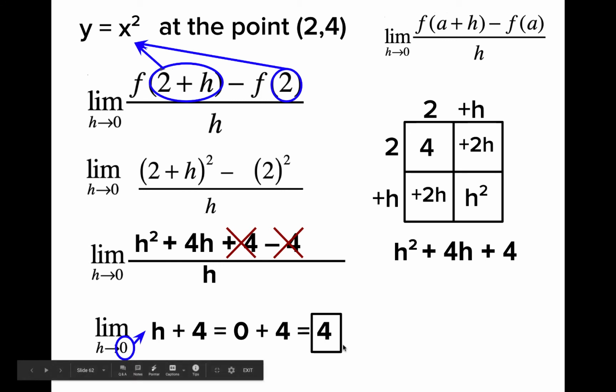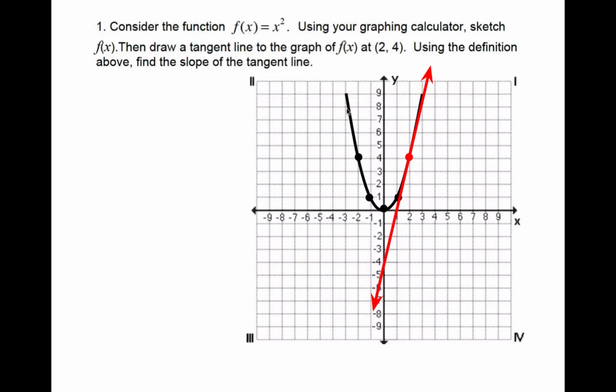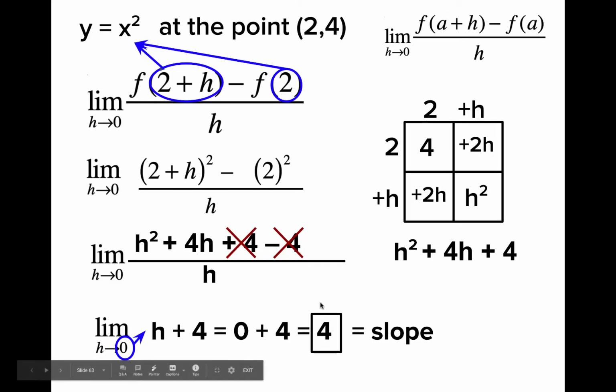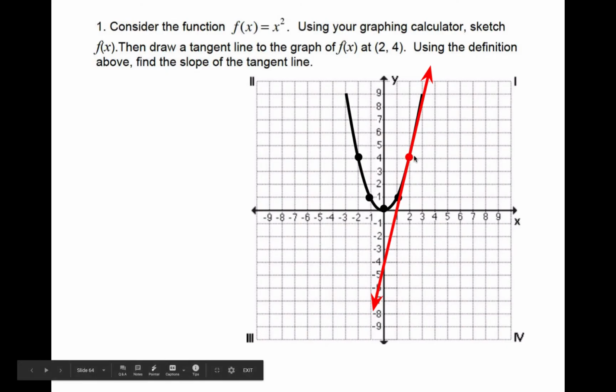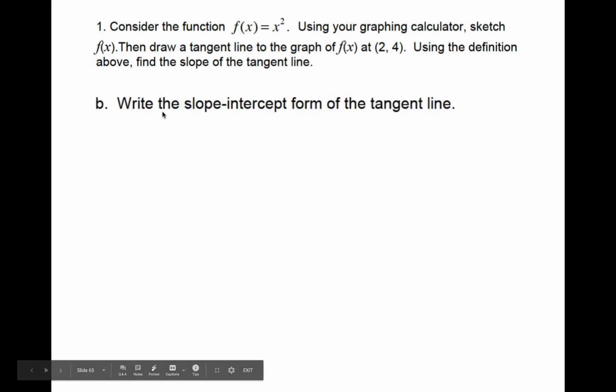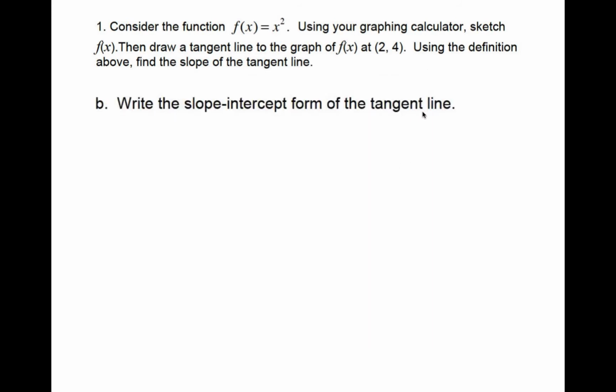Okay, so what the heck is 4, right? Remember what we were trying to find. We're trying to find the slope of the curved graph at that point (2, 4). So going back to this graph, the slope of this line we just found is 4 at this point (2, 4). Then in part B, it says to write the slope-intercept form of the tangent line.